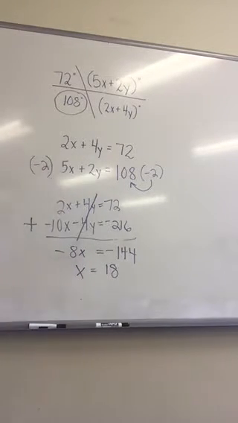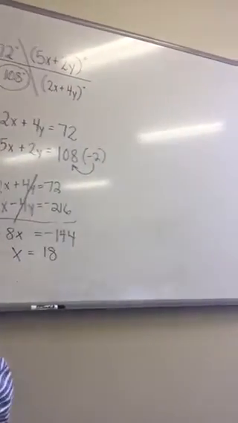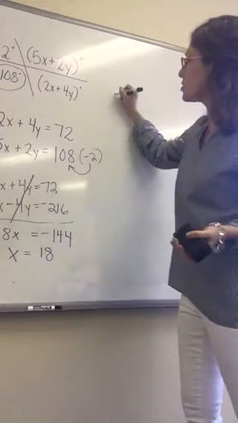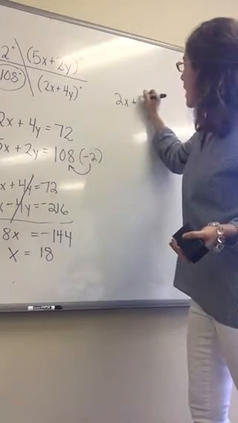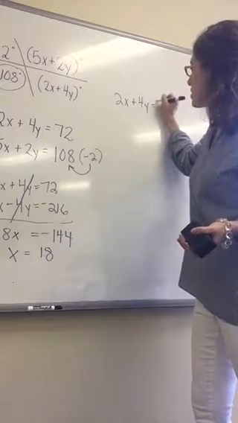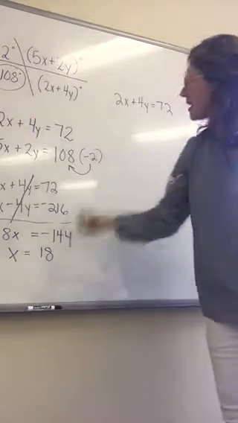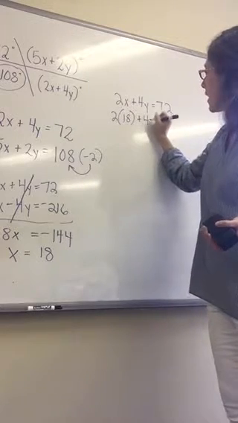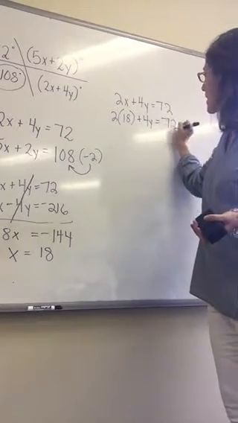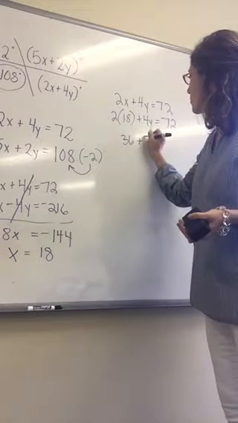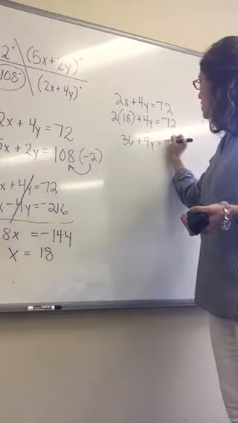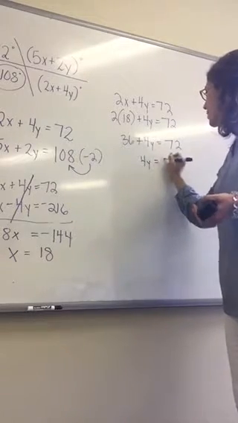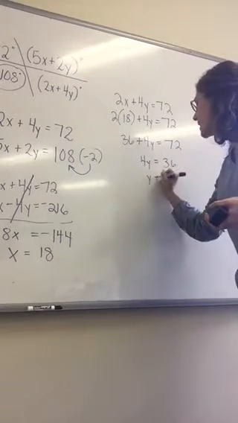Now we need to plug it back in, and I'm going to adjust the camera to make sure that y'all can see everything. We're going to plug that x back into one of these equations. I'm going to use the 2x plus 4y equals 72. And because I know the x, I'm going to put it in the x spot. 2 times 18 is 36. Plus 4y equals 72. We're going to subtract 36 from both sides. We're going to have 4y equals 36 and y equals 9.